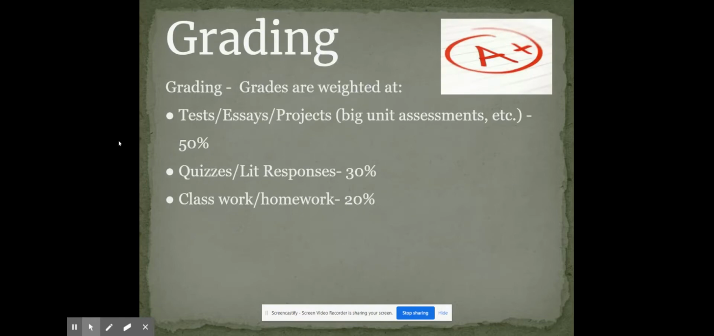Grading. 6th grade has a little bit of a different schedule for grades being issued. We have tests, essays, and projects at 50% of their entire grade. Quizzes and lit responses are 30% of their entire grade, and classwork and homework are 20% of their entire grade.